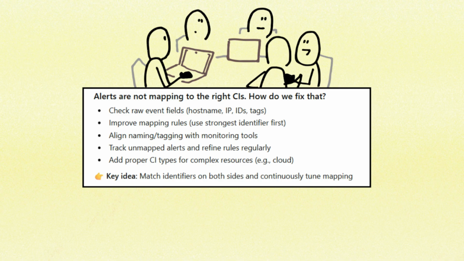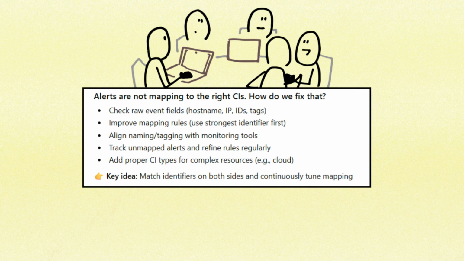Now the next question is: alerts are not mapping to the right CI. How do we fix that? Okay, when alerts do not map to the correct CI, incident handling and reporting become unreliable. This is kind of true. And being an asset manager or CMDB manager, we have to fix this step by step.